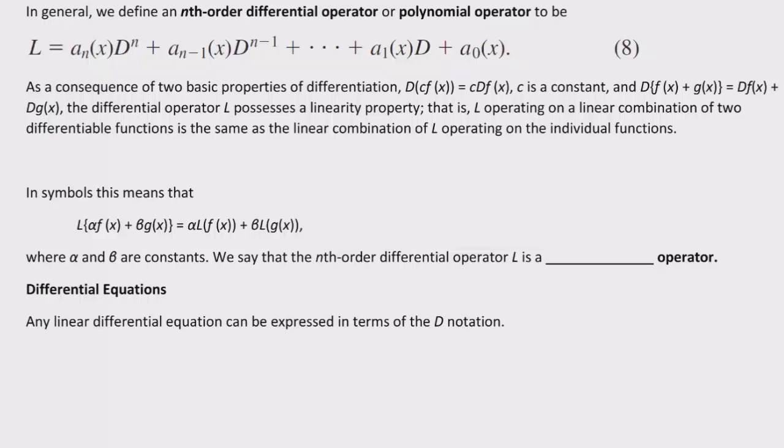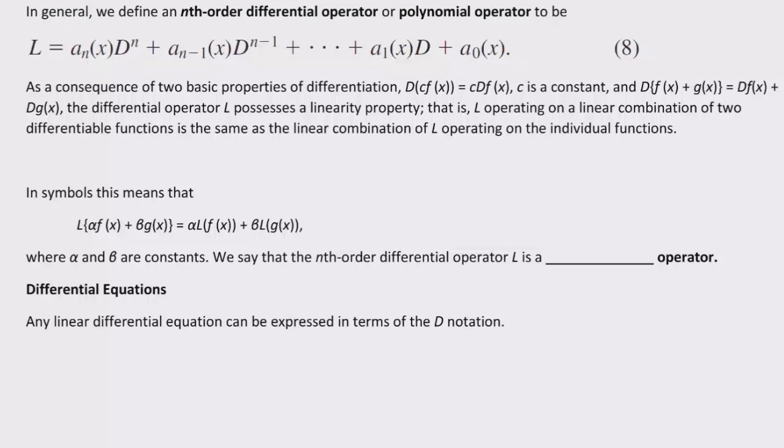So the D again refers to the differential operator element. As a consequence of two basic properties of differentiation, the fact that I can take the derivative of a constant times a function allows me to factor out the constant, and the fact that if I have a linear combination of two functions, I can essentially take the derivative of each individual function, the differential operator L possesses a linearity property. L operating on a linear combination of two differentiable functions is the same as a linear combination of L operating on the individual functions.